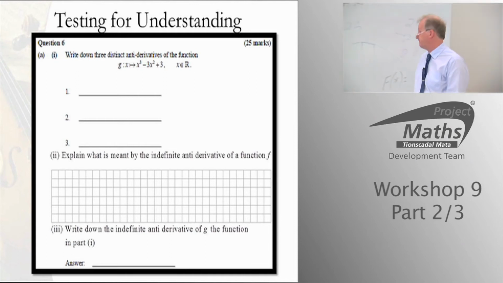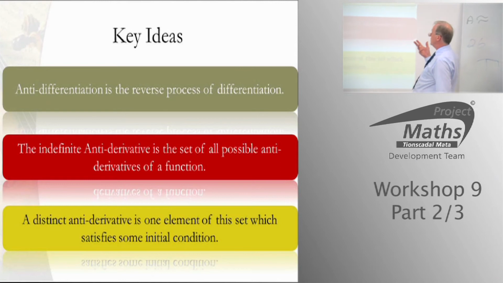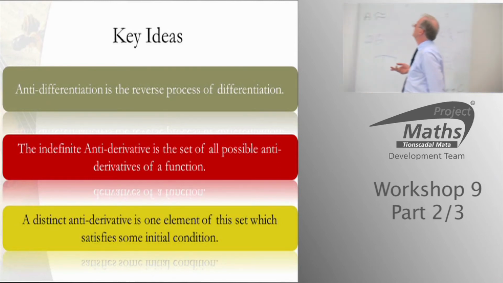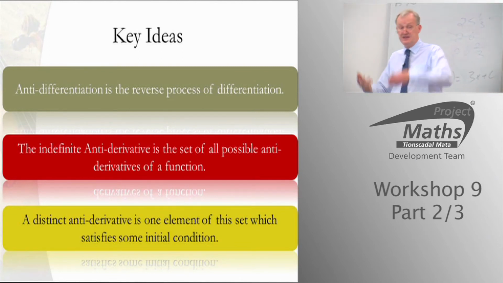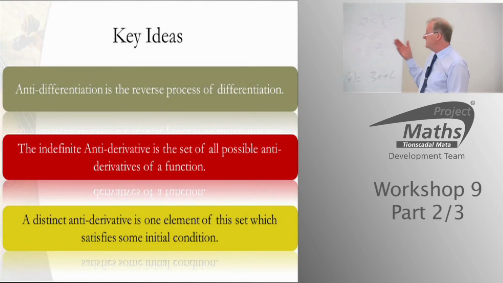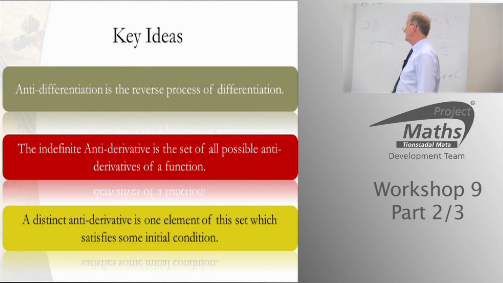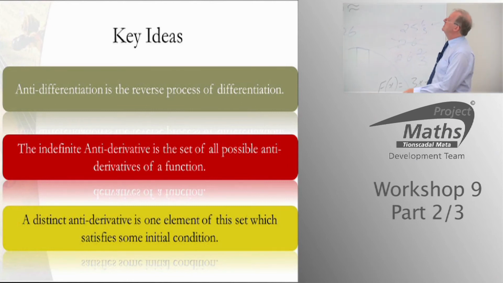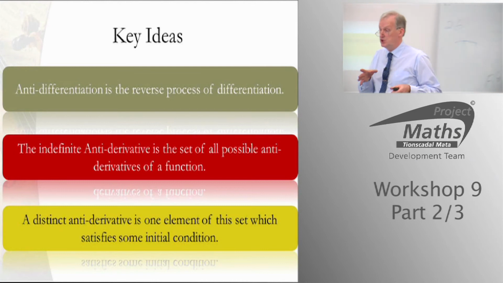Are we all right? So look, we've looked at antiderivative as the reverse process of differentiation. The indefinite antiderivative is the set of all possible antiderivatives. It's the infinite set of vertically shifted functions. And then the distinct antiderivative is the specific one, the one element of the set which actually satisfies the initial condition. So that's what we've done at this stage.